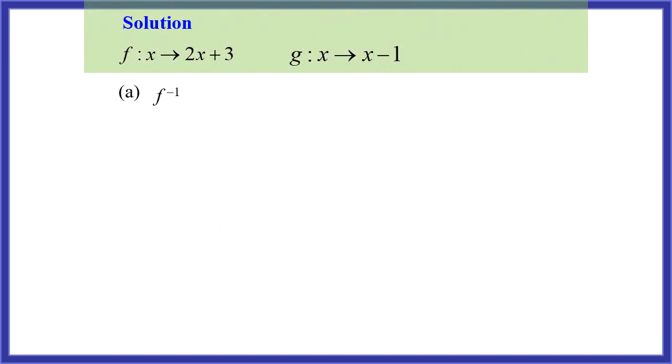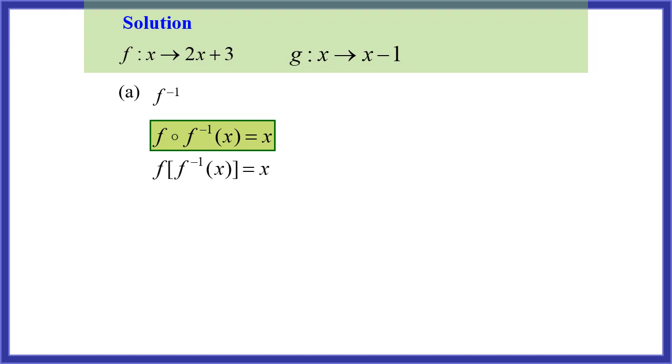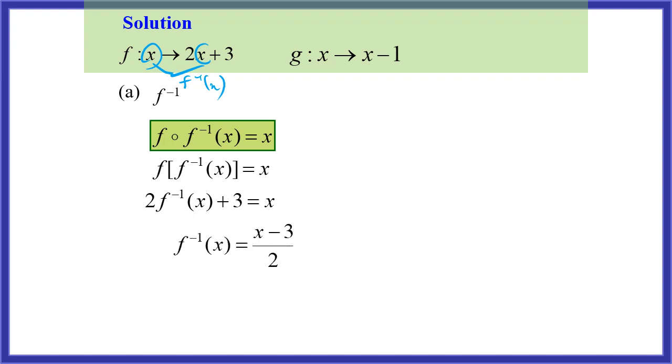Okay, so for A, we want to find f inverse. So fx is equal to 2x plus 3. Every time we want to find the inverse, we need to use the property f of f inverse x equal to x. What is our function f? It's 2x plus 3. So if we replace x with f inverse, what do we have? We will have 2 f inverse plus 3 equal to x. And then making f inverse the subject, we will have f inverse is equal to x minus 3 over 2. So this is the answer for f inverse.